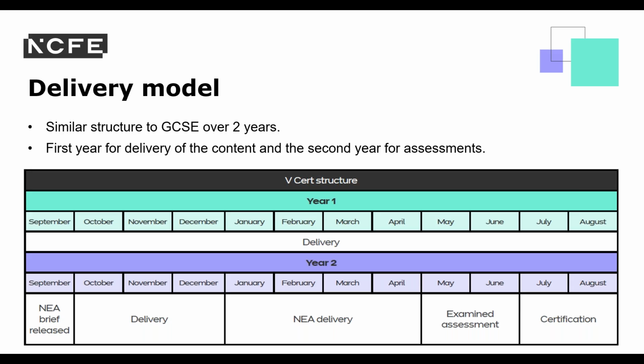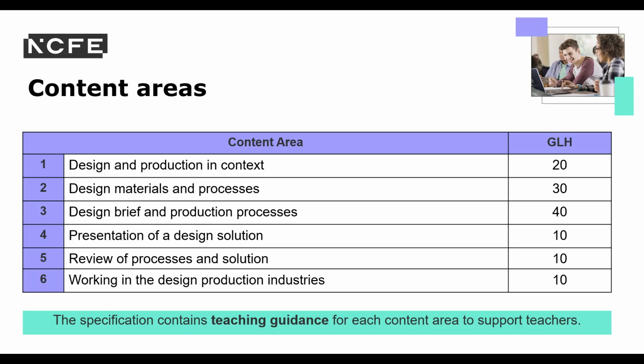It can be delivered over 3 years, as some centres might want to start the delivery in year 9, although we do recommend a 2-year delivery model so it coincides with the GCSEs. There is one unit that contains 6 content areas for creative design and production. The specification includes the indicative content and the teaching guidance that will help support your delivery.